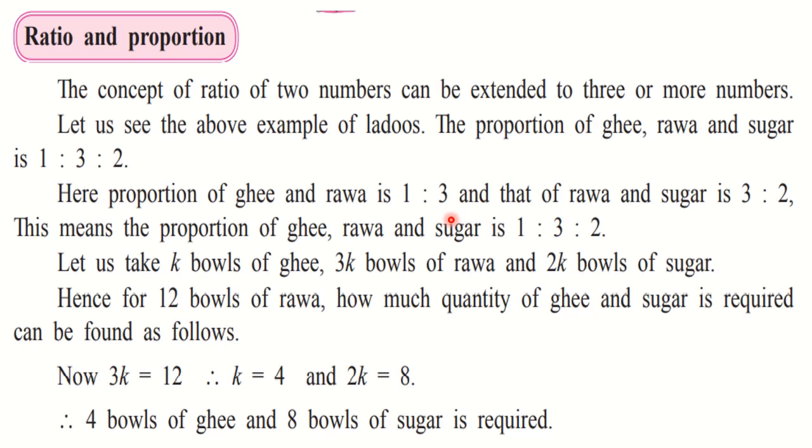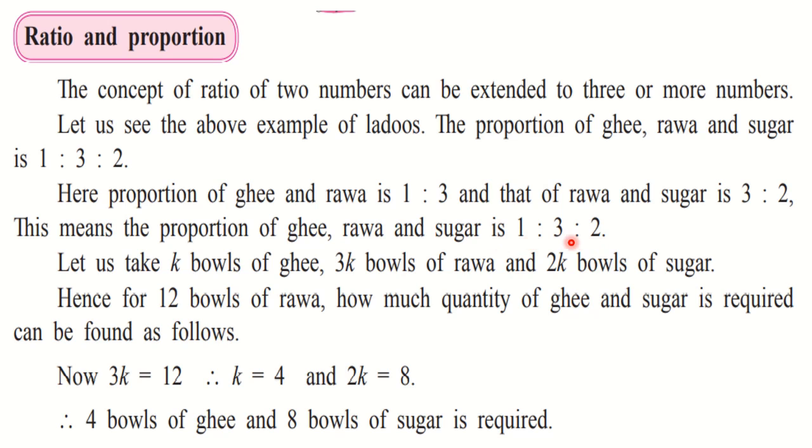And if we think about rava and sugar, the ratio is 3:2. From this we can say that the proportion of ghee, rava and sugar is 1:3:2. Here, when we think about 2 numbers we use the word ratio, and when we think about more numbers we use the word proportion. Generally we use the word proportion. So here also there is some common multiple.